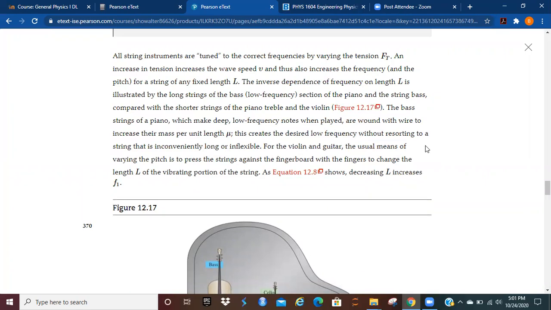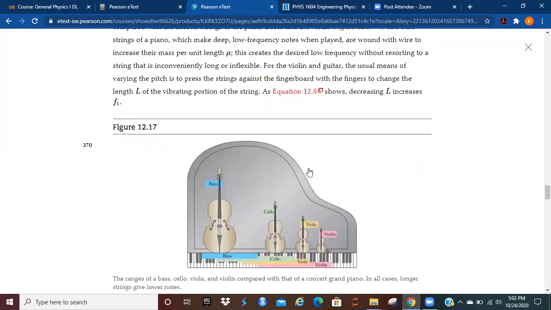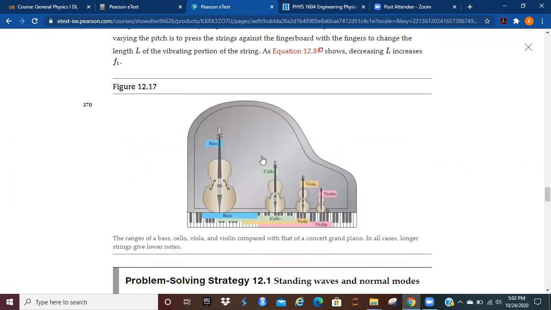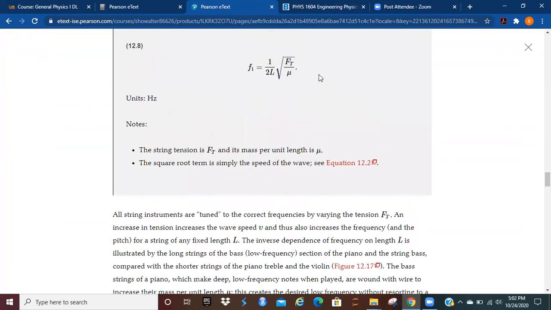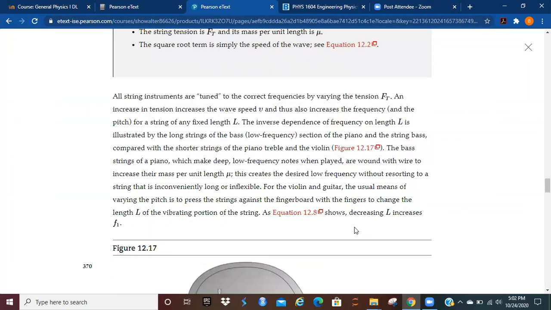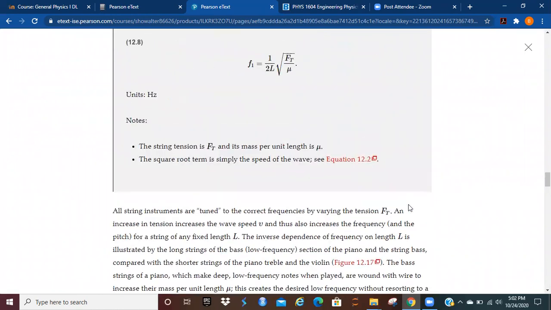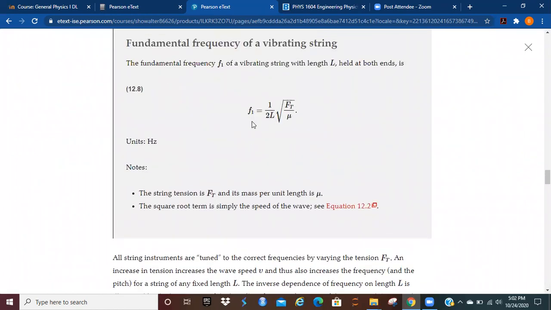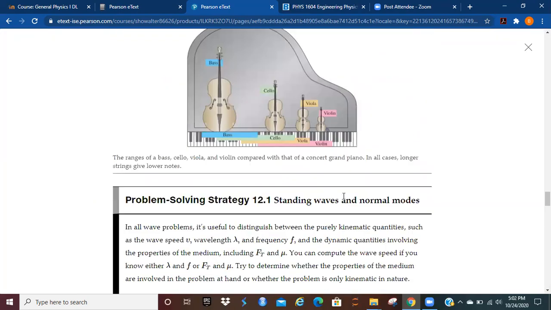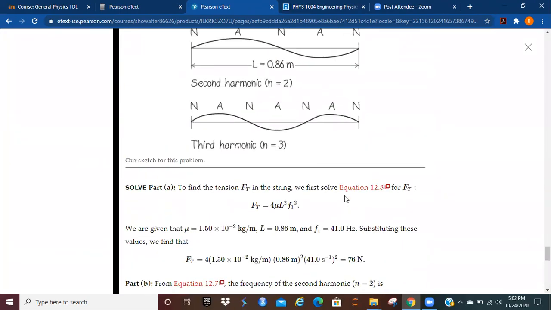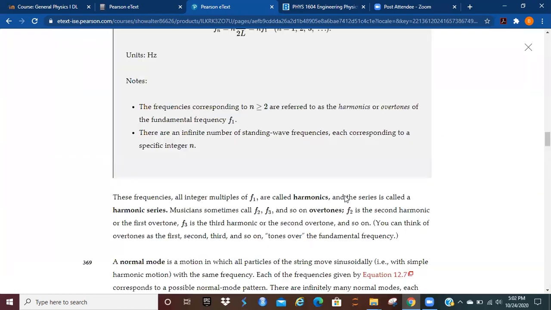So for the violin and guitar, the usual means of varying the pitch is to press the strings against the fingerboard with the fingers to change the length L of the vibrating portion of the string. So, as equation 12.8 shows, decreasing L increases the frequency. They're inversely related. Decrease this, it brings this up. So you've got some more problems there to work through.